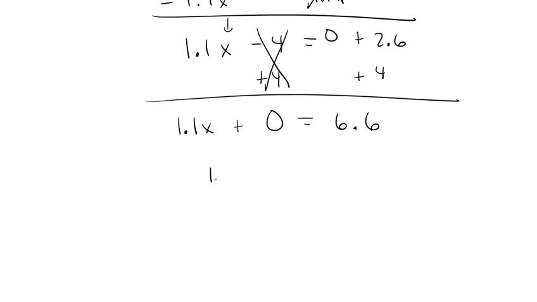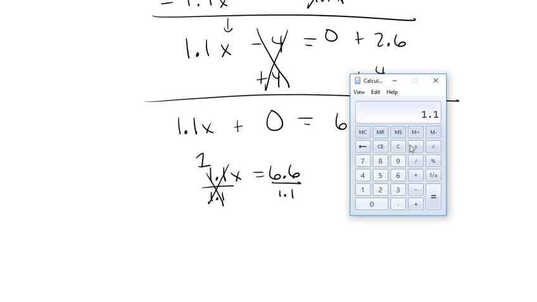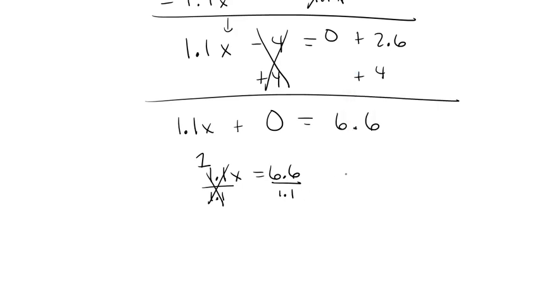So when we rewrite this, we need to get x by itself. In order to do that, we divide by 1.1 on both sides. This just becomes a 1. And then now we have 6.6 divided by 1.1, which is equal to 6. So x is equal to 6 here. Let's do one final example.